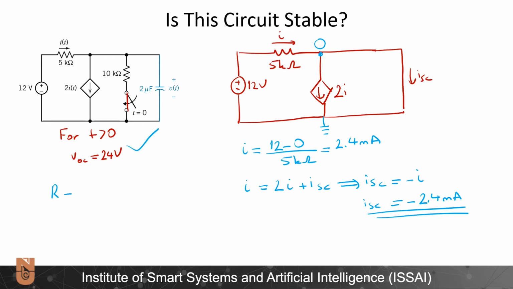I find R Thevenin simply as 24 volts divided by minus 2.4 milliamperes, and this is equal to minus 10 kilo ohms. So basically the equivalent resistance of the circuit behaves as a negative resistance. Instead of dissipating energy, it generates energy. But this is all due to this dependent source. And since RT is negative, the circuit is unstable.